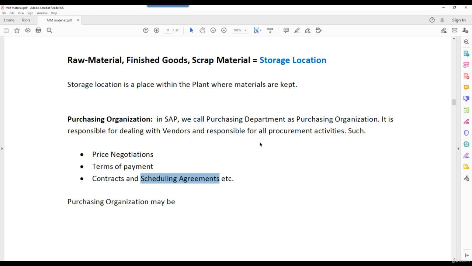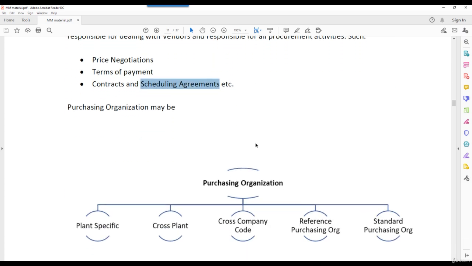So at the time of organization structure, you should understand your purchasing organization as well. How the client is using purchasing organization, we have to understand their design as well. Coming to purchasing organization in SAP, we have these 5 scenarios. Purchasing organization could be plant specific, cross plant, cross company code, referencing purchasing organization, or standard purchasing organization. We will understand one by one.